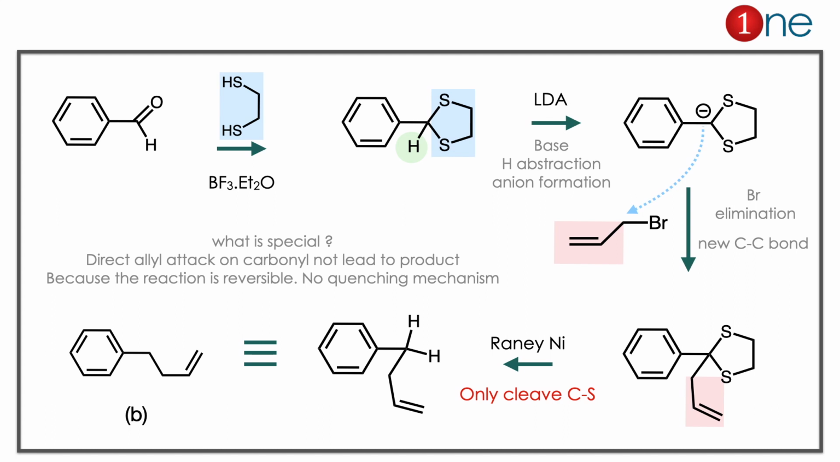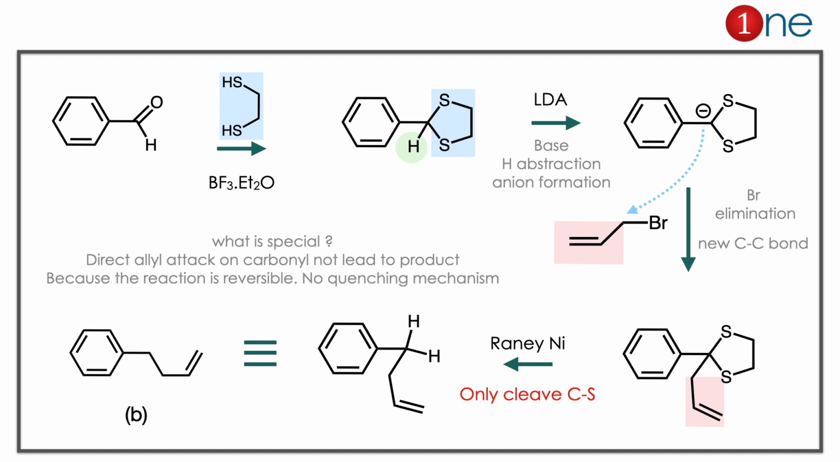The starting material you have is a ketone and you have the dithiol there. Dithiol protects the ketone by just forming the thioacetal. Then you have new 2 CS bond formation with 1 proton there. The proton will be acidic because of the electronegativity difference. You can pull out the proton easily. So you are using LDA. Proton abstraction will be there. Anion is formed.